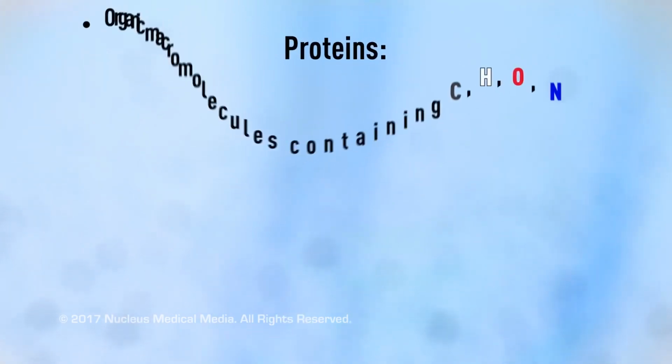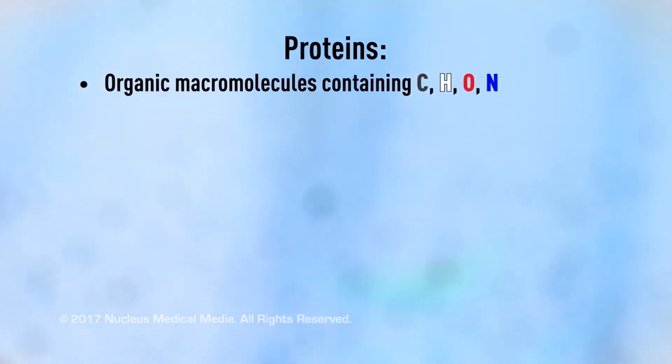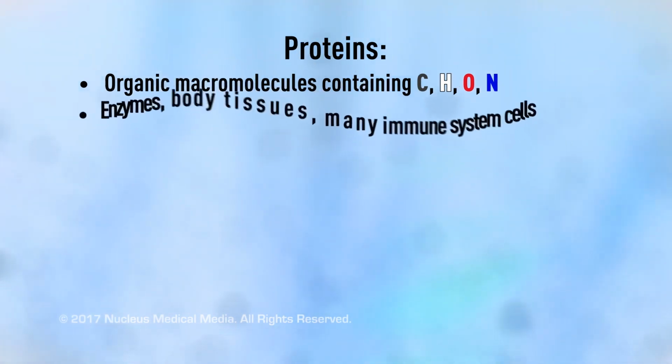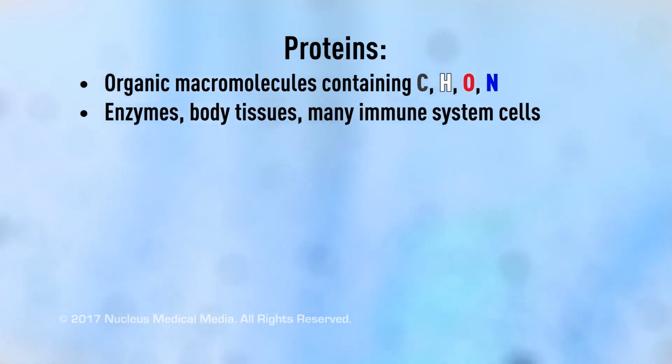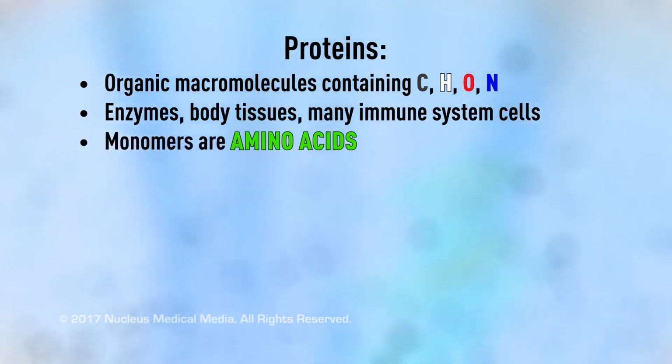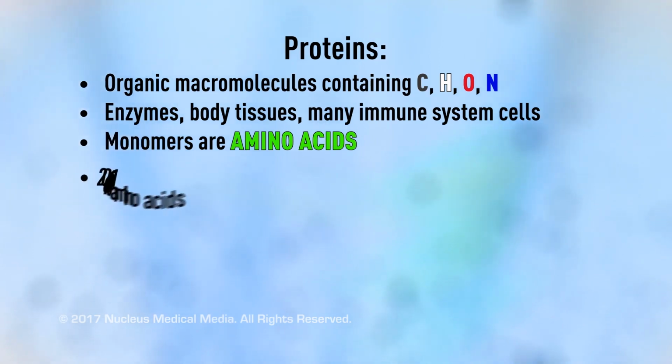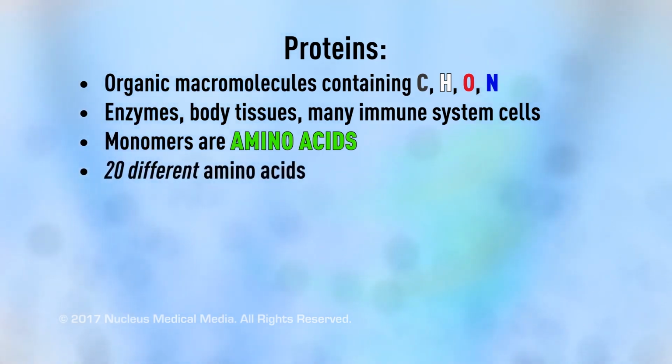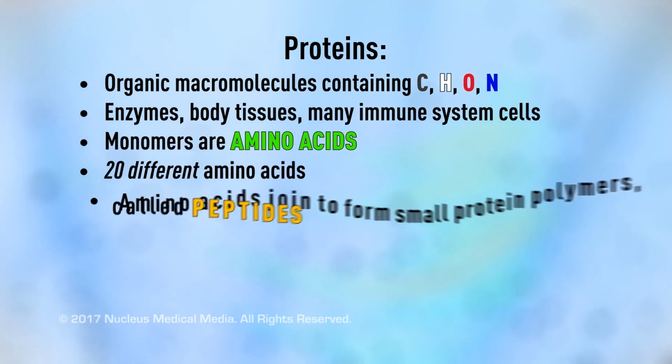To sum up, proteins are organic macromolecules containing carbon, hydrogen, oxygen, and nitrogen. Enzymes, most body tissues, and many cells in the immune system are all made up of proteins. Amino acids are the monomers that make up proteins. There are only 20 different amino acids.